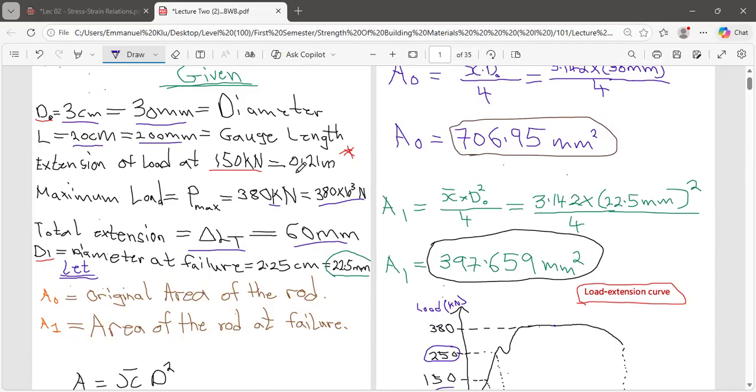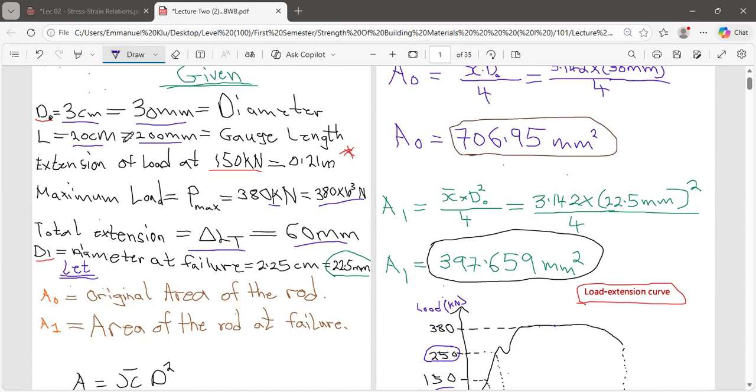In that straight line, Hooke's law was occurring, as we all said. The maximum load, also known as the ultimate load, is the highest load, which we use to calculate the maximum stress. The total extension was the highest elongation that took place when the material went to fracture, when the material went to failure. And the diameter of the rod at failure was 22.5 millimeters.